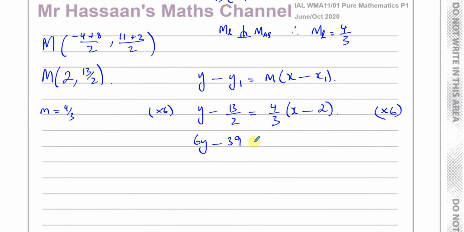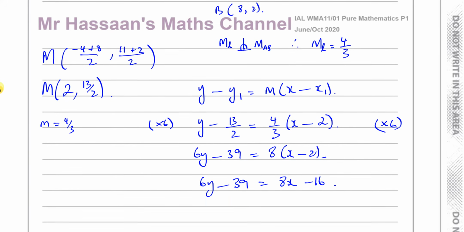And I'm going to have 4/3 times 6. Now 4 over 3 times 6, the 3 and the 6 cancel to give you a 2. 2 times 4 is 8, so this will be 8 times (x minus 2). So I got 6y minus 39 equals 8x minus 16. So I want to put it in this form.